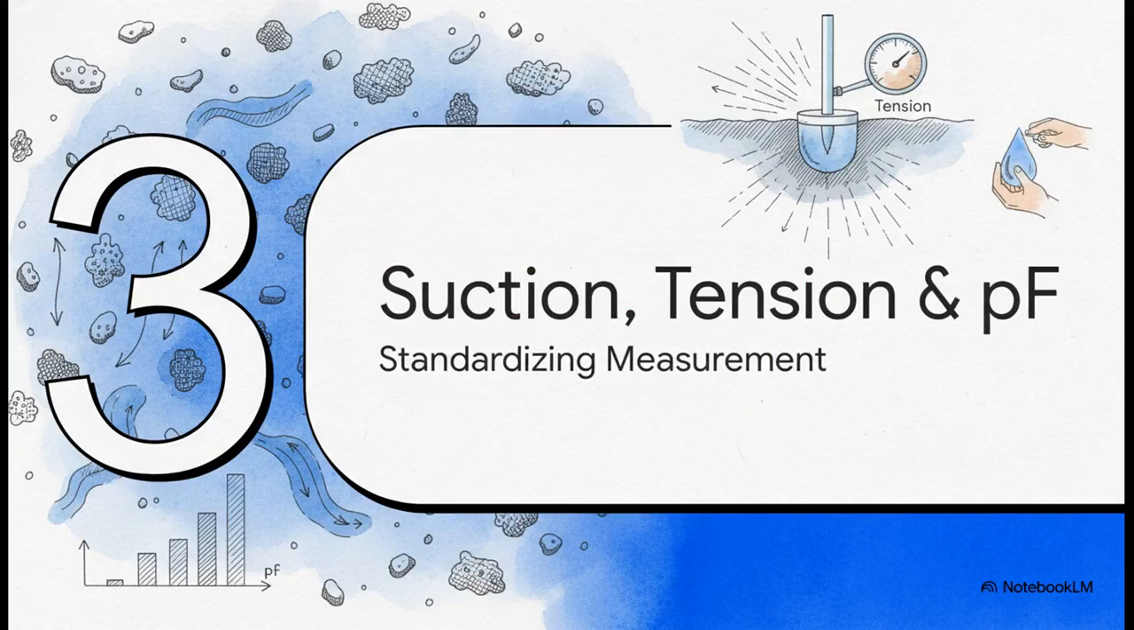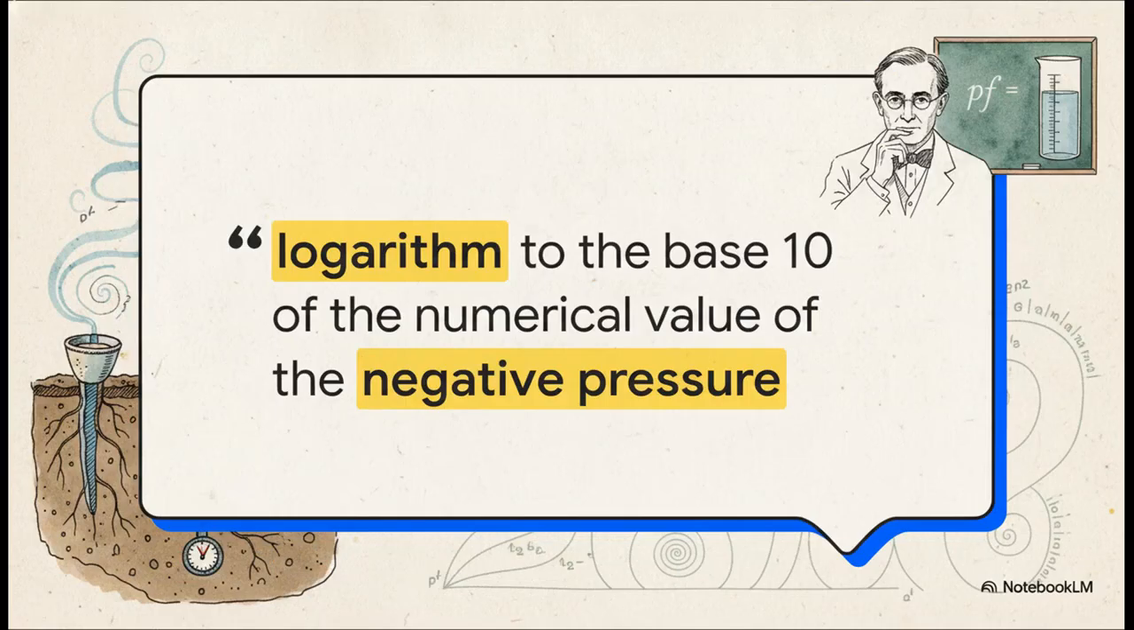Okay, so we've got all these negative potentials. How do we actually talk about them out in the field without making our heads spin? That brings us to Section 3, suction, tension, and PF, where we standardize the whole measurement process. Since matrix and osmotic potentials are negative, agronomists usually just flip them into positive terms like suction or tension. It just makes the conversations easier.